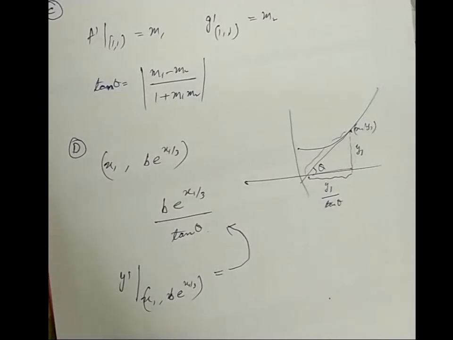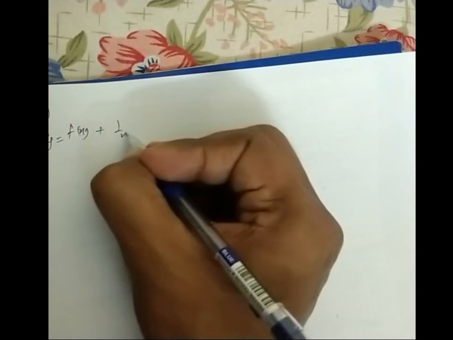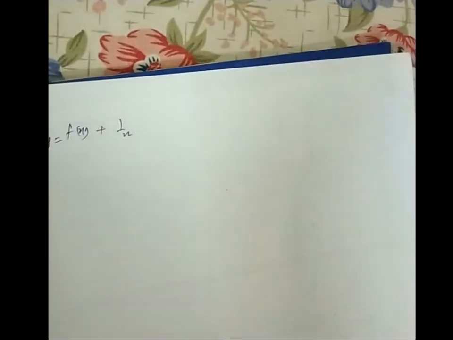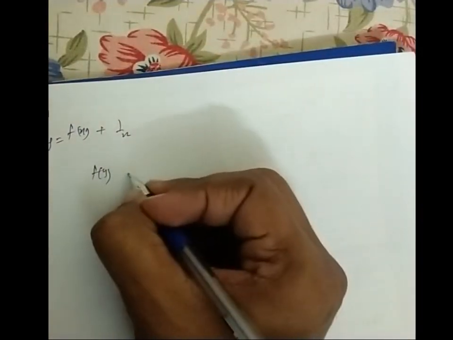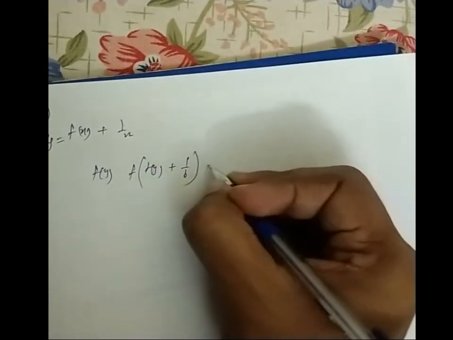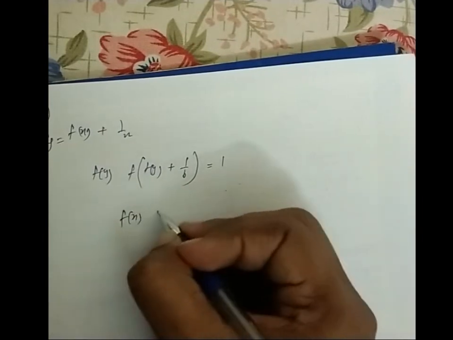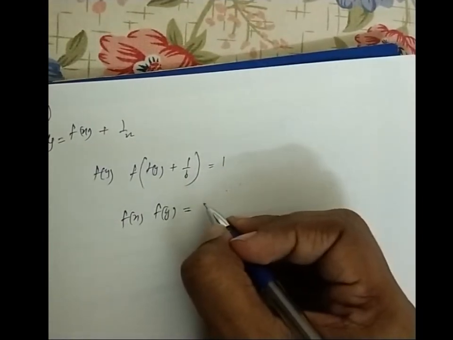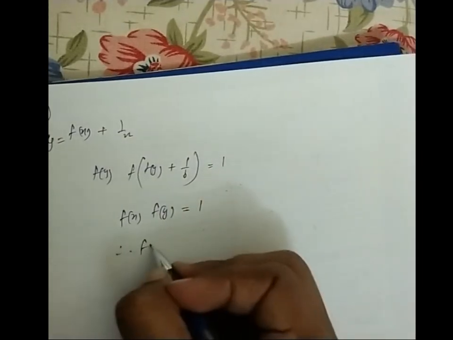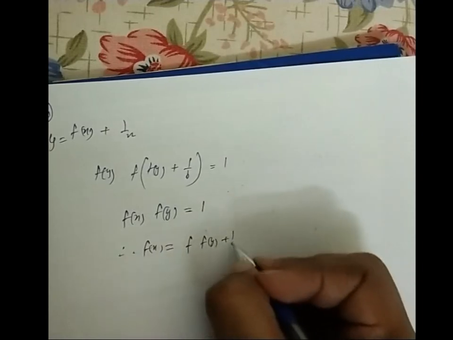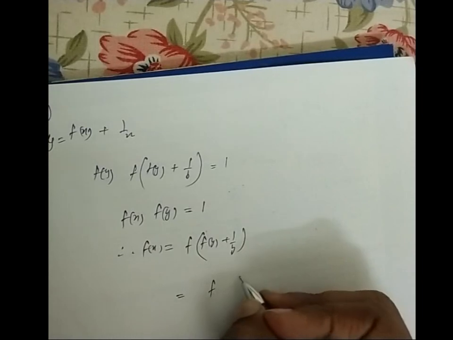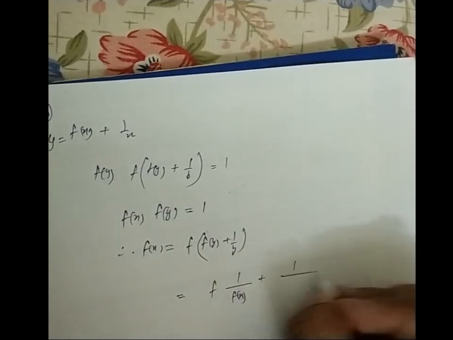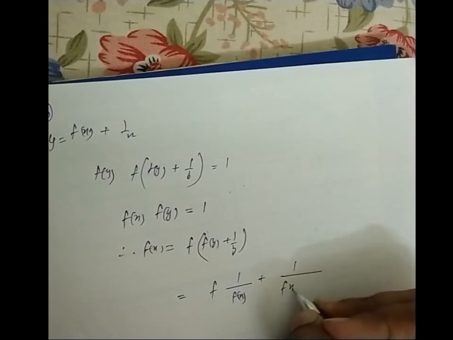Okay, moving on to the last question of this exercise, question number 40, which is again a matrix match. So we have been given y is equal to f(x) plus 1 by x. Let's see, f(y) times f(f(y) plus 1 by y) is equal to 1. So this implies f(x) f(y) is equal to 1. Therefore f(x) is equal to 1 by f(f(y) plus 1 by y), that is 1 by f(x) plus 1 by x.